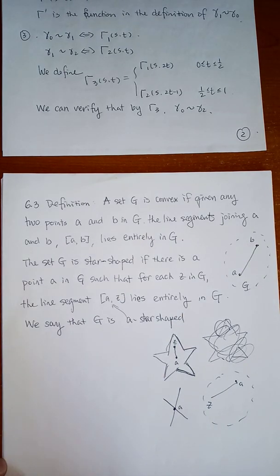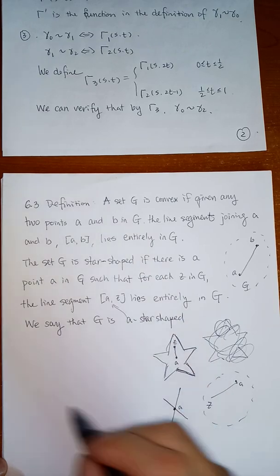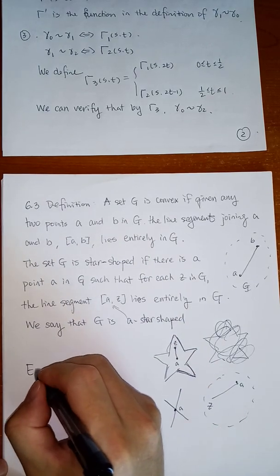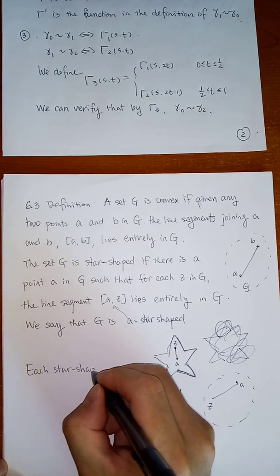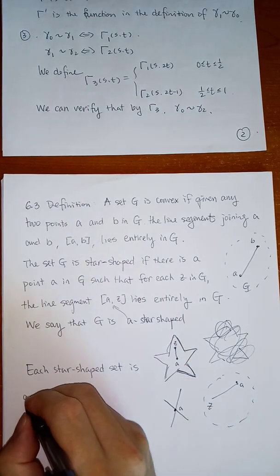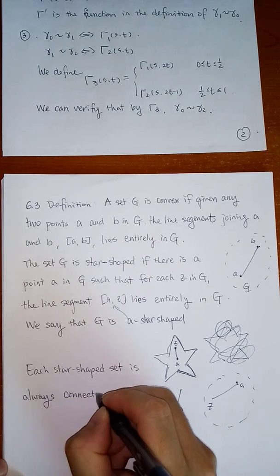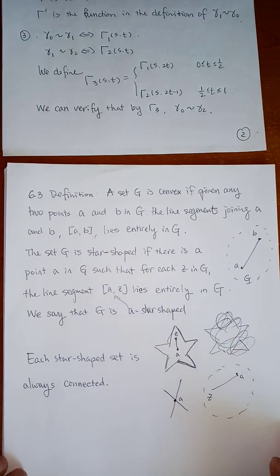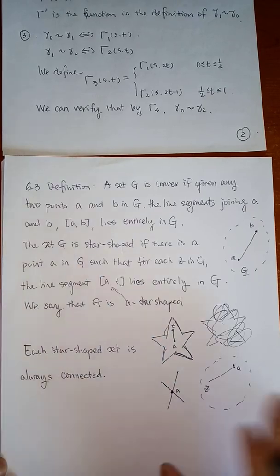A star-shaped region or star-shaped set is always connected because you can always connect two points by connecting them to A. So each star-shaped set is always connected. So that's not a weird conclusion. Okay, now let's see the proposition.